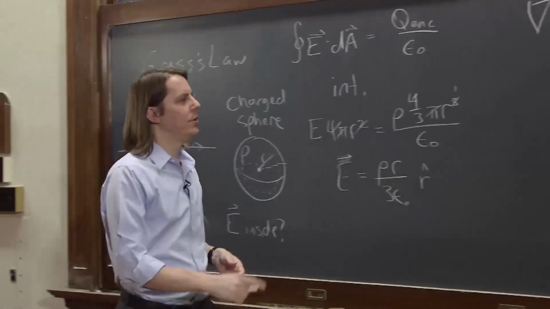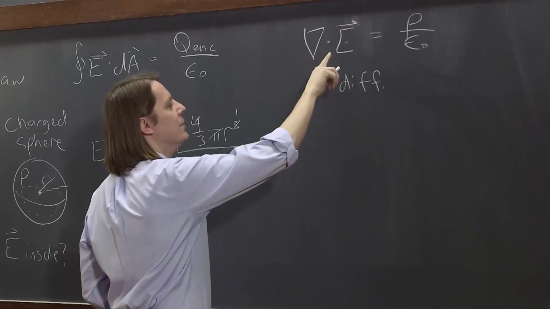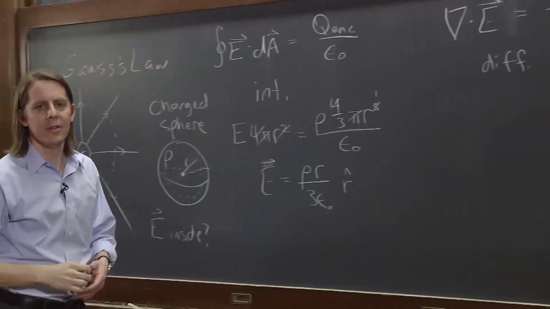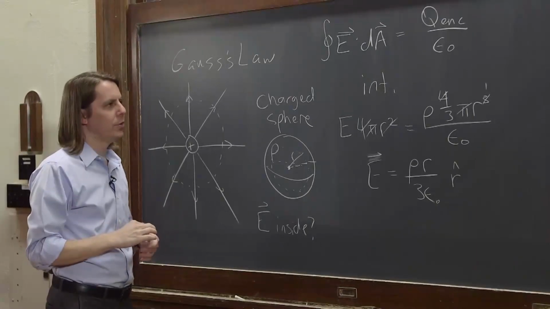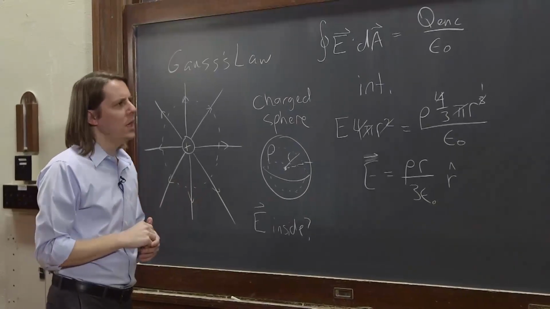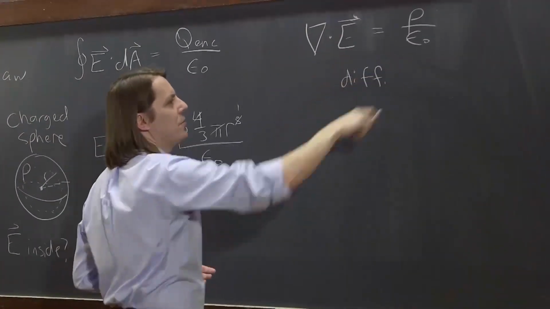Now with the differential form, you could go the other way. You could try to take the divergence of that E field and see if you get the same charge density. So that's one thing you could do with it. Let's do that and see what happens. Well, it's a little complicated. So this is Gauss's law. This is always true.